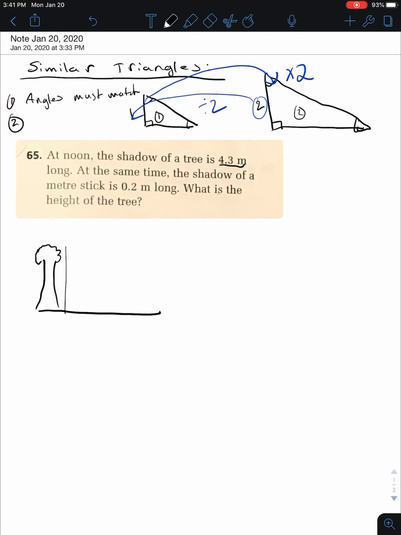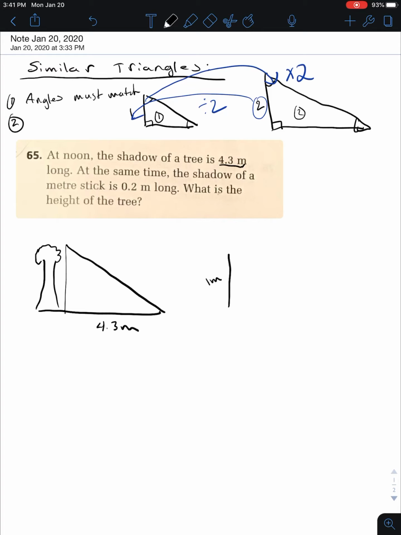We'll just draw a line to represent the tree, and then along the bottom, this tree is casting a shadow of 4.3 meters. It's not the greatest worded question, because then it says the shadow of a meter stick is 0.2 meters long. Well, is the meter stick on an angle? It's standing straight up, but that's just how the question is. You just assume it's the honor system.